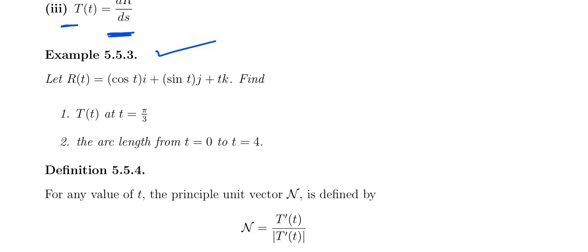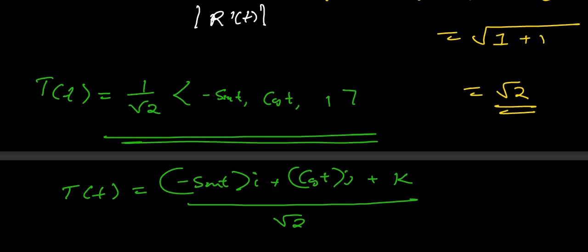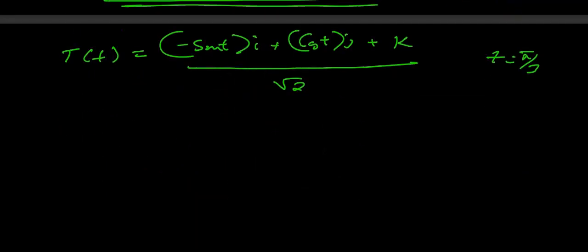The next question, they want us to get the arc length from 0 to 4. We said the arc length is equal to the integral. Oh, we needed to finish this first, guys. Sorry, here we need to finish it because they want this at t equals pi over 3. They want us to completely finish it off.